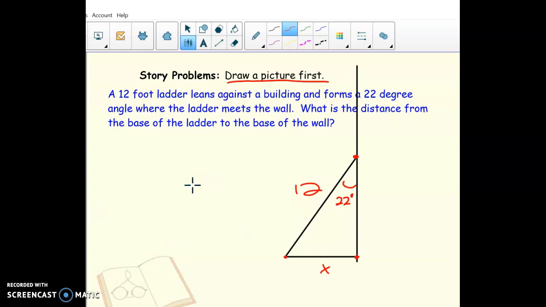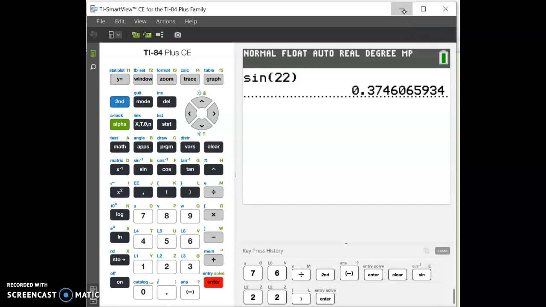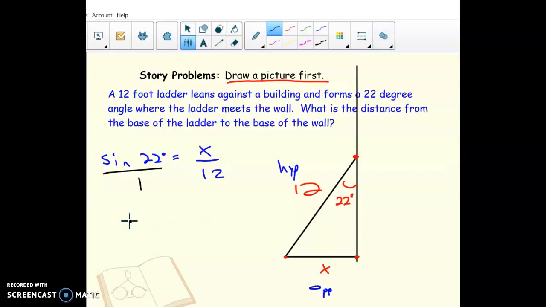Now it's just like the other one. So you could pause here and see, is this a sine, cos, or tan one, and see if you can get the right setup. This one would be sine, I believe, because we have the opposite labeled and the hypotenuse labeled. So we would say sine 22 degrees is equal to the opposite x over hypotenuse 12. And then sine 22, we can just turn that into a ratio on our calculator. So sine 22, check the mode again, make sure you're in degree mode all the time. So we have 0.37.